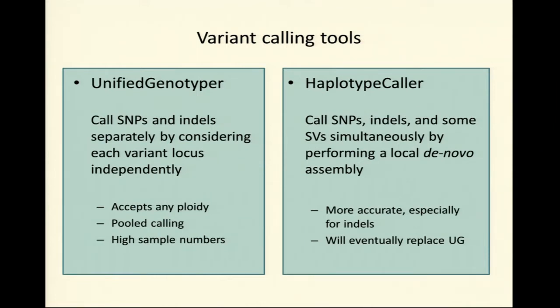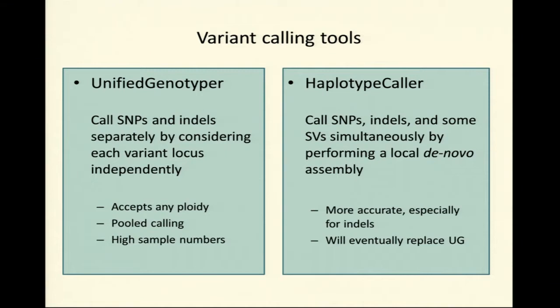Unified genotyper, as I was saying, is based on locus independent. It has the advantage currently that it accepts aneuploidy. So if people are dealing with haploid genomes, or pooled experiments, or polyploid organisms, it's supported by unified genotyper. Haplotype caller at this point doesn't support that, but it's a feature that we will work on in the near future.